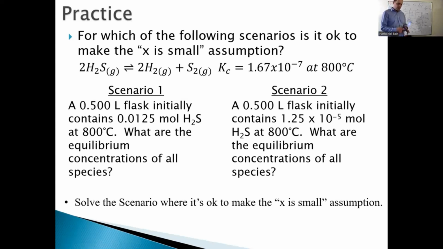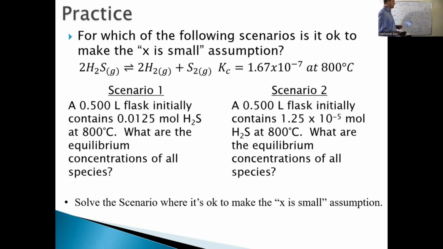Let's take a look at this problem. In one of these two scenarios, we can make the x is small assumption, and in one we cannot. I want to look at them and figure out which one we can make the x is small assumption in. And then for the one we can, I want to finish it. The one we can't, let's not finish it.